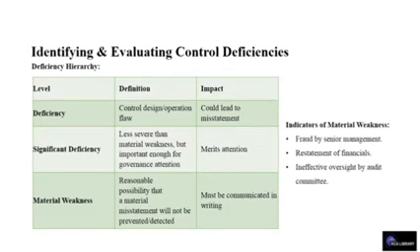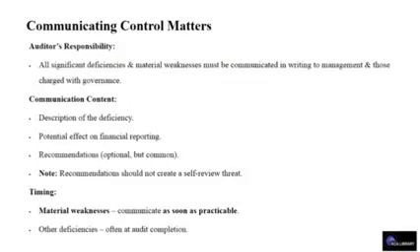The indicators of material weakness are fraud by senior management, restatement of financials, and ineffective oversight by the audit committee. In communicating control matters, the auditor's responsibility is that all significant deficiencies and material weaknesses must be communicated in writing to management and those charged with governance.